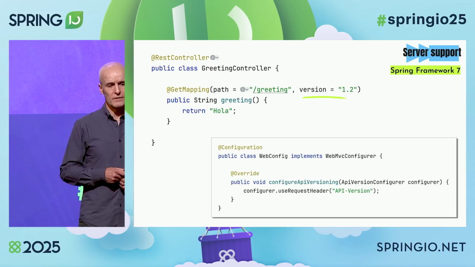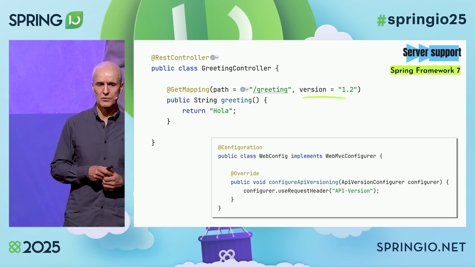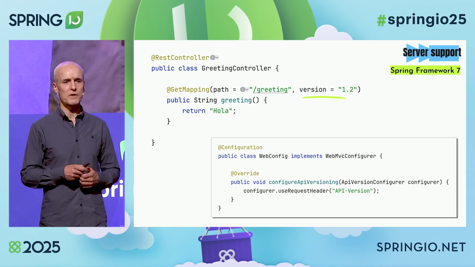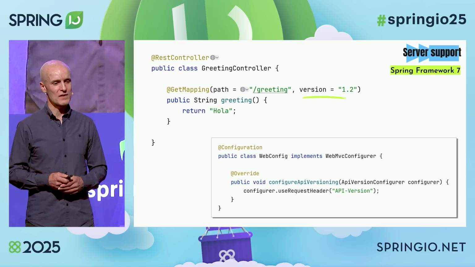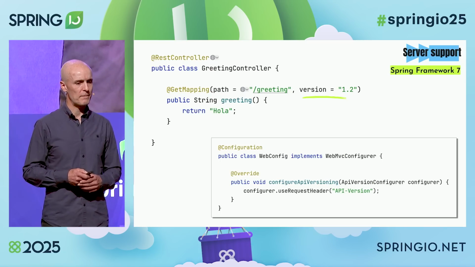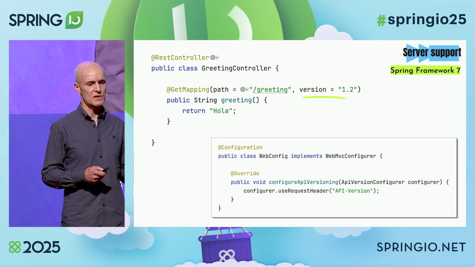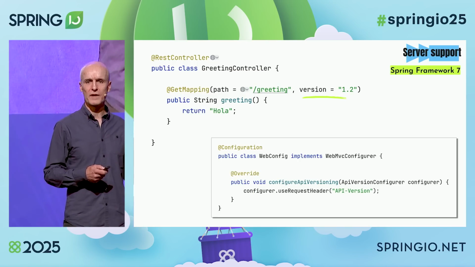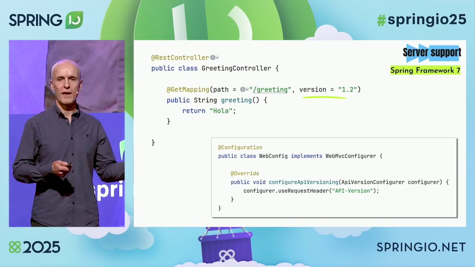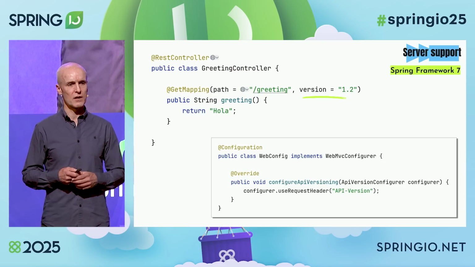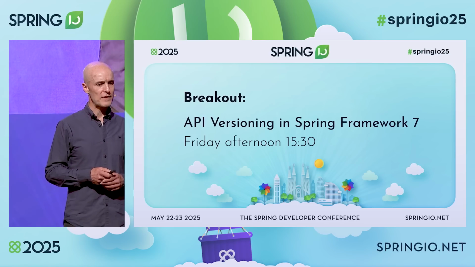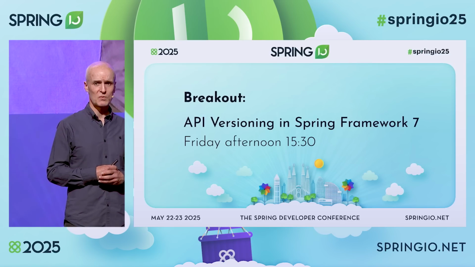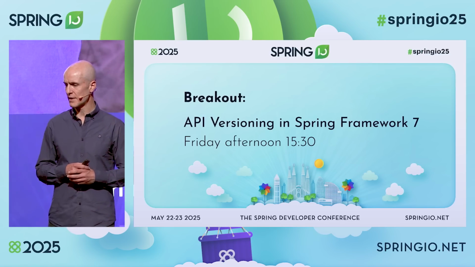On the server side, we have support for controller mappings. You can express a version. There's a lot more to it. So that's something that we're going to talk about in a dedicated session. But you can see that in the WebMVC config and in the WebFlux config, you can configure versioning-related strategy details. And for that, I have a talk tomorrow. So please come to that talk if you're interested.